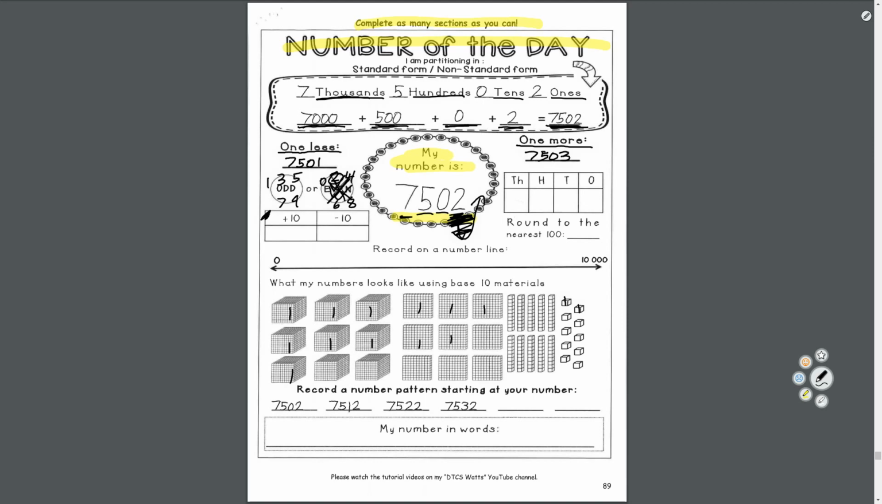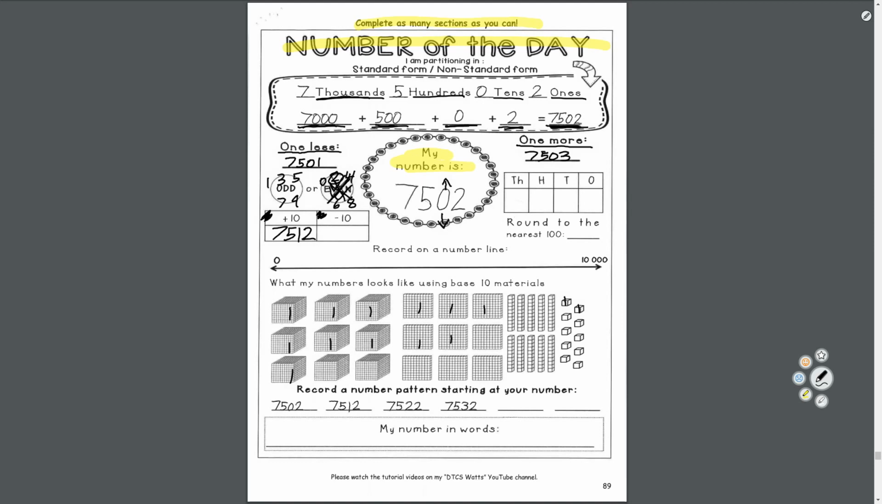Plus 10. So now we're looking at the tens place. And it's plus, so it's going to go up. So the tens place will go up by 1. 7, 5. What's 1 more than 0? It's 1. And we'll still have a 2 at the end. 7,512. Now take away 10. Now it'll be a little tricky because 0, if you go down by 1, you can't go less than 0.